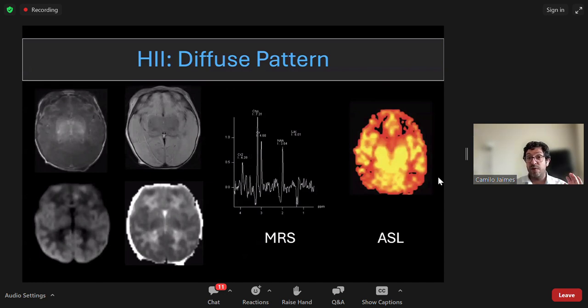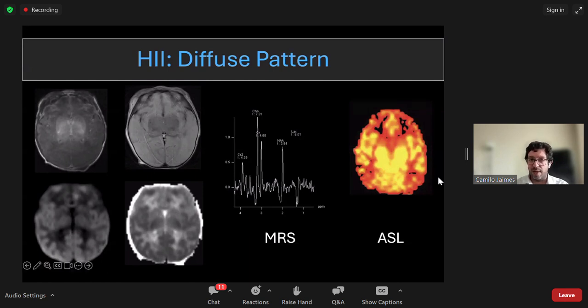I also wanted to show you this diffuse pattern. You hope you never encounter one of these things, but it stands to reason that if the hypoxia is severe enough, it's no longer about vulnerability or your ability to compensate. Everything will be wiped out. So this is a case of a home delivery where there was a uterine rupture.